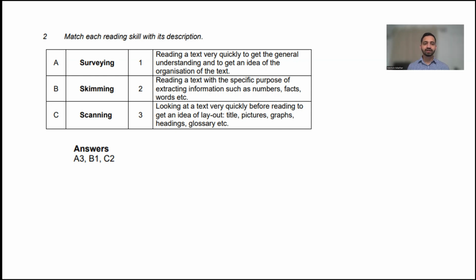B is 1. Skimming means reading a text very quickly to get a general understanding and to get an idea of the organization of the text. It's also reading for the main purpose and the gist, right? You're trying to get an idea of what the text is about. Scanning is 2: reading a text with the specific purpose of extracting information such as numbers, facts, words. So you're looking for specific information in the text. You are scanning for that keyword in the text and reading around it to get an idea of what that information might relate to.